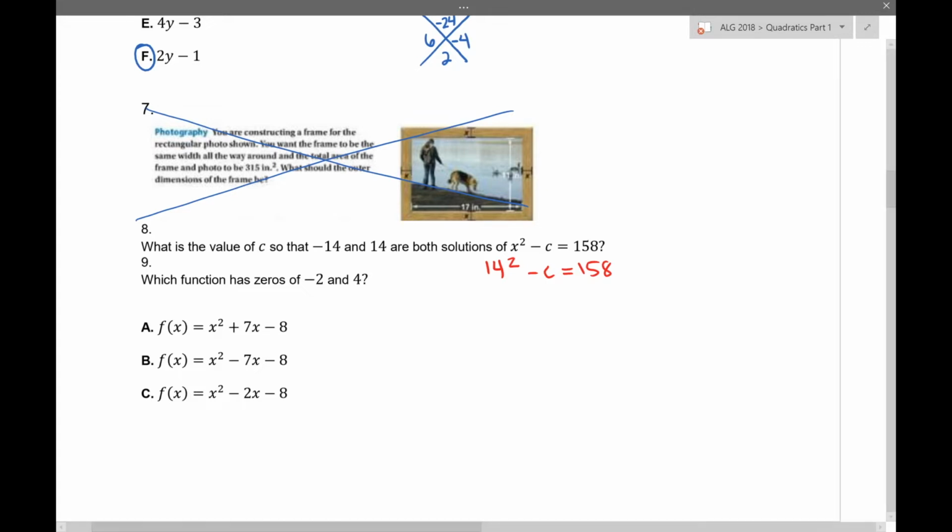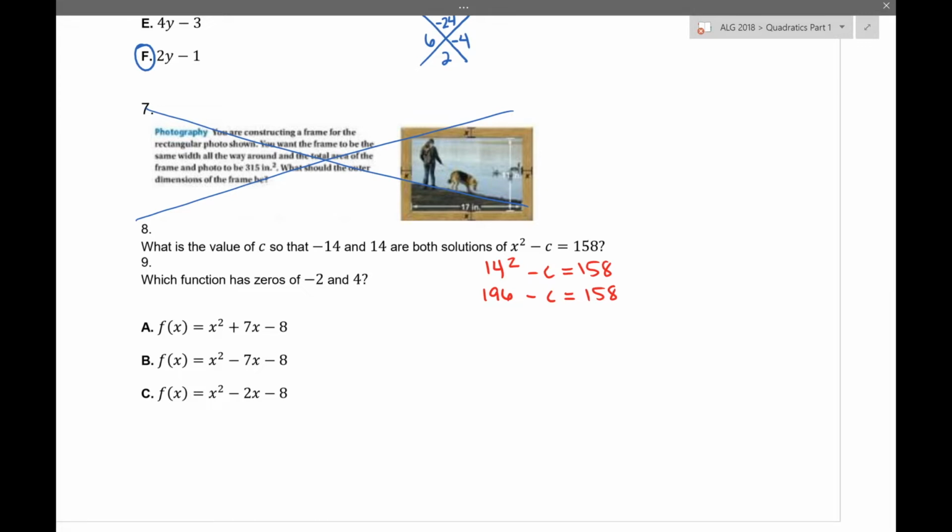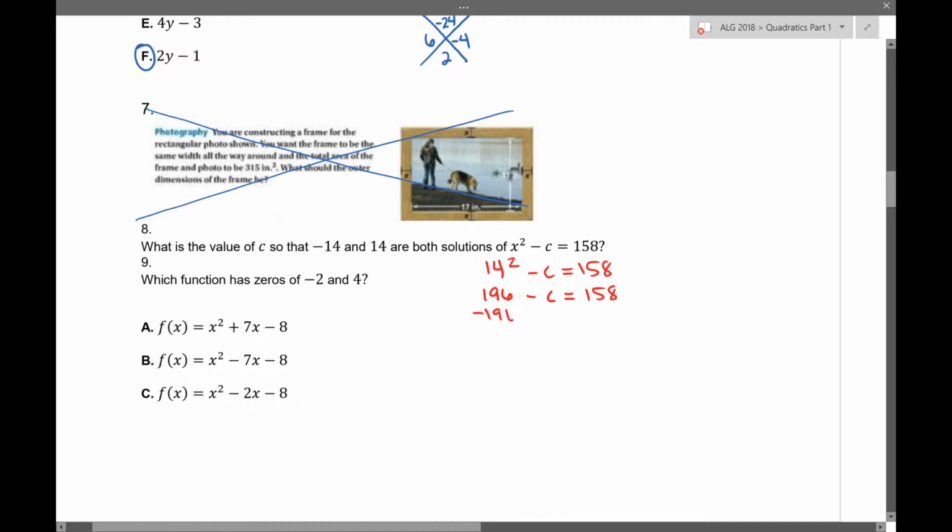So I have 14 squared. 14 times 14 is 196 minus c equals 158. Okay. How do I get c by itself? Well, I need to get rid of the 196, so I need to subtract that 196 from both sides. That crosses out. I can drop down my negative c equals 158 minus 196 is negative 38. Now be careful. A lot of people would just bring down c. No, you have to bring down that negative.